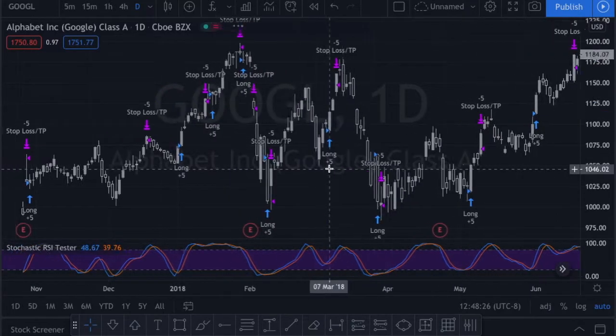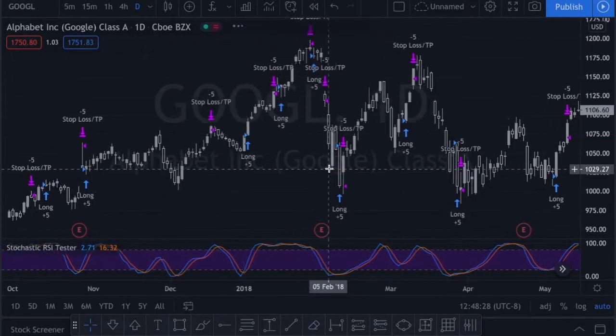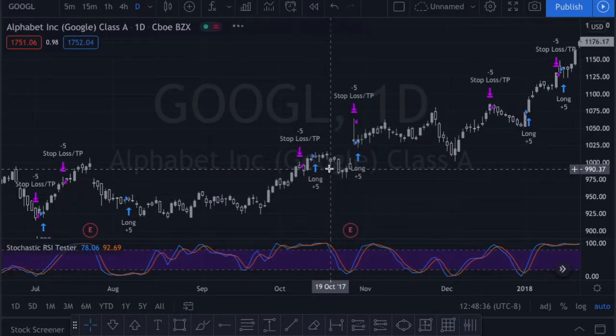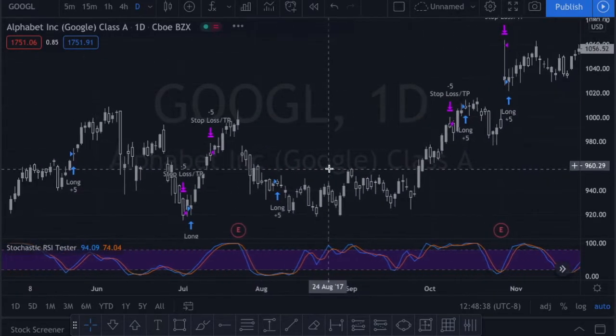The Stochastic RSI is one of the more popular indicators out there, and for good reason. If you want to know the exact best way to trade this indicator, then stick around to the end of the video and find out.